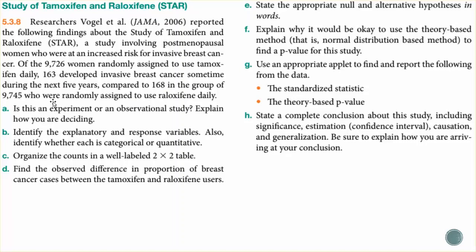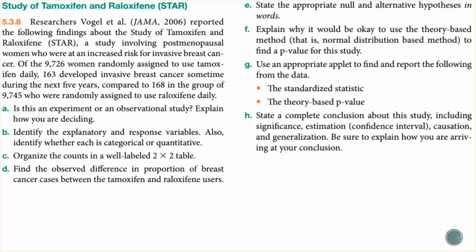So number A, is it an experiment or an observational study? Explain what you're deciding. Identify the explanatory and response variables, identify whether each is categorical or quantitative, organize the data into a 2x2 table, and then find the observed difference in proportion for the breast cancer cases between tamoxifen and raloxifene users. So let's take these first four questions first.